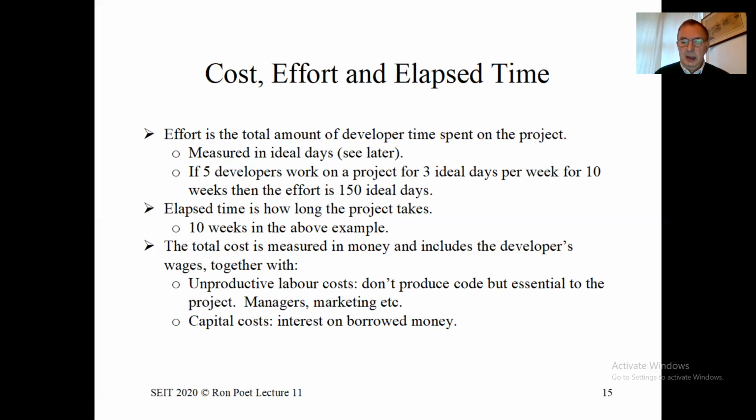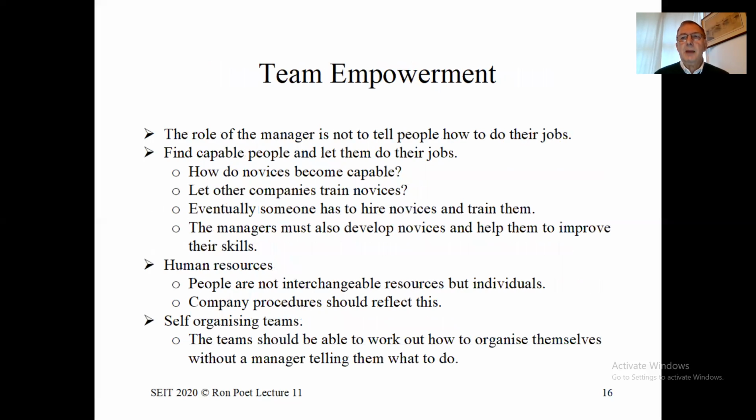Right, so that's a little diversion on cost, effort, and elapsed time. Let's get back to the principles. Team empowerment. So the role of the manager is not to tell people how to do their jobs. The idea in the Agile approach is you find capable people, let them do their jobs. And in fact, a team manager's role is to remove obstacles that prevent people from getting their work done.